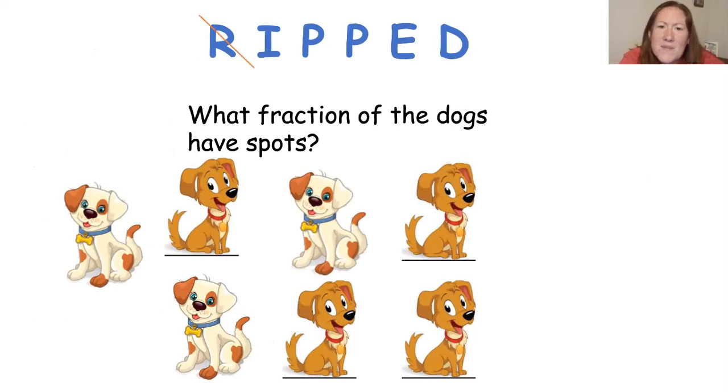We need to go back and identify what's the important information. What are we asked to find? So we're asked to find a fraction. That has me thinking, how do I write fractions? What are we writing a fraction of? The dogs that have spots. Oh, okay. So now I've identified my important information.